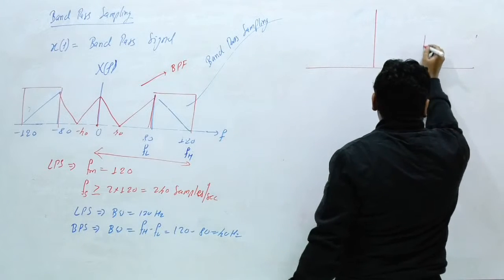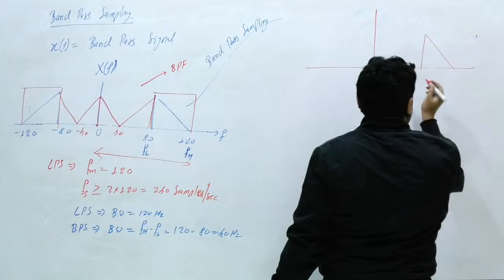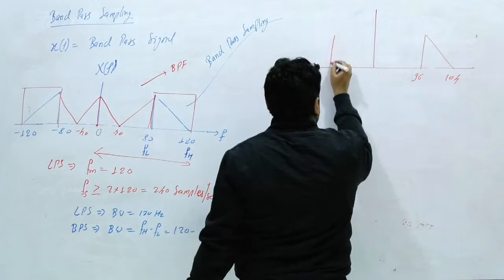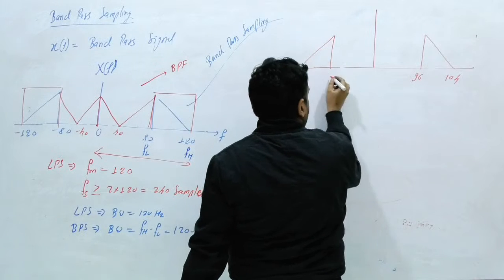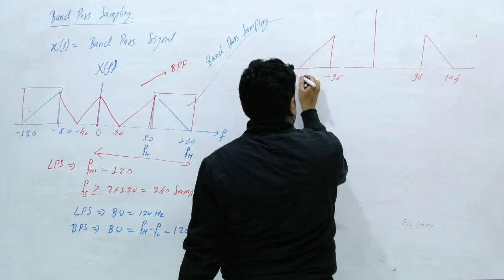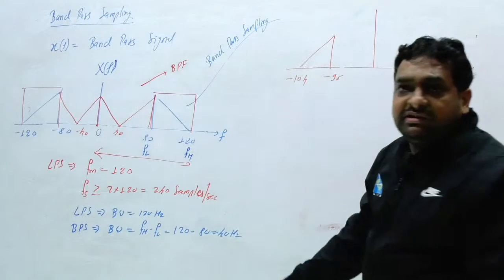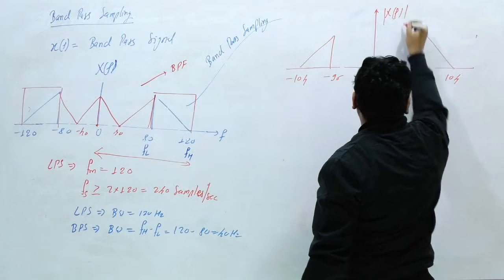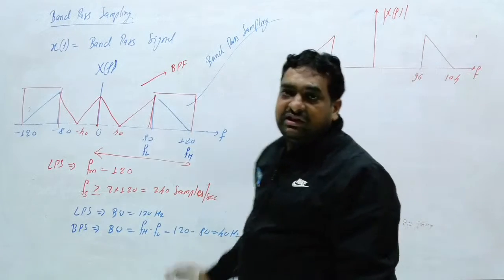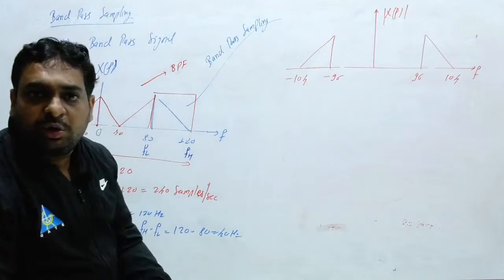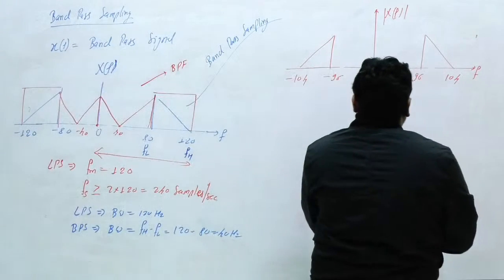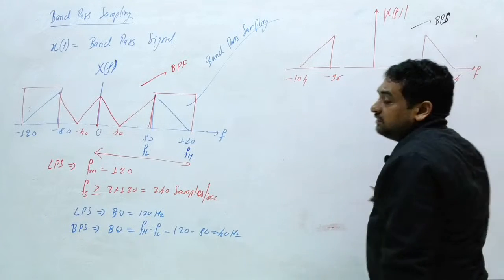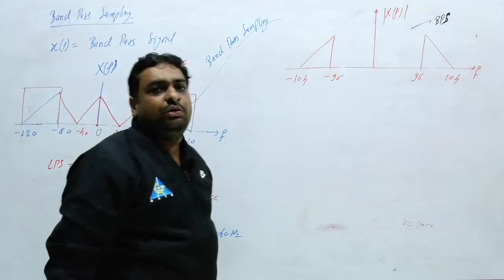Suppose we are considering a signal like this. Suppose this is 96 and this is 104, and this is minus 96, minus 104. This signal is given, and this is the Fourier transform of x(t), the magnitude spectrum. Is this a band pass signal or a low pass signal? Band pass signal. So here band pass sampling you have to do.